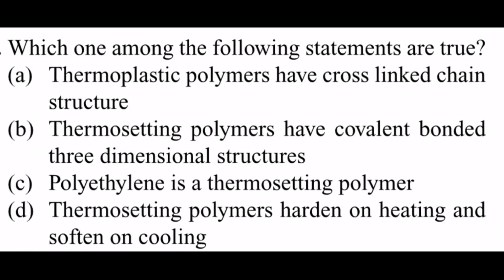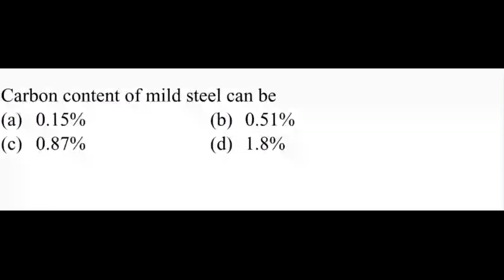Which one among the following statements is true? Thermosetting polymers have covalent bonded three-dimensional structures. Carbon content of mild steel can be 0.15%.